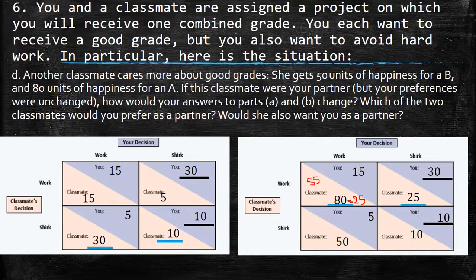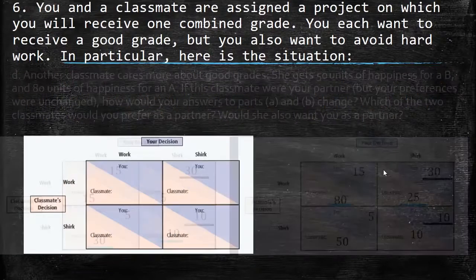But would she also want you as a partner? Obviously not, because she will work and the other one will shirk. So definitely this person will not want you as a partner. Okay, that's the difference between both.